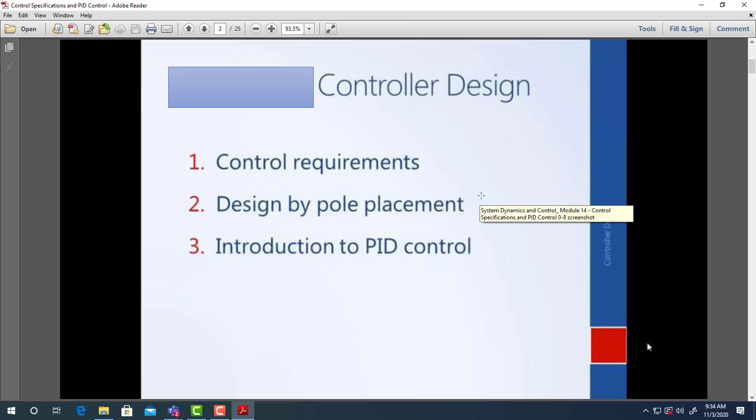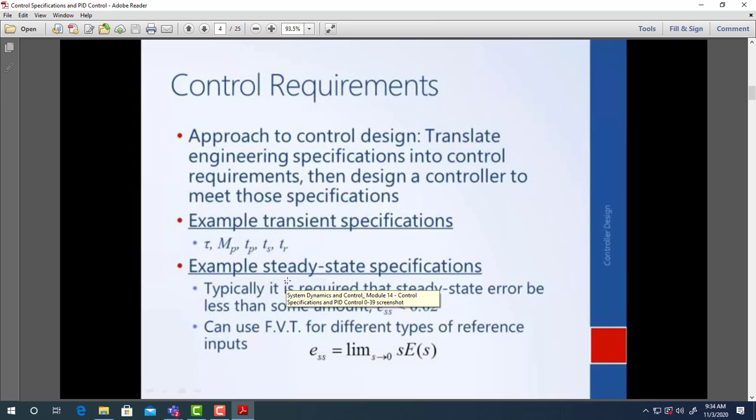So in controller design, usually we start by control requirements, then design by pole placement. So you convert this requirement to pole location. Then we do design by pole placement, we call it. Then we'll give you an introduction at the end to PID control. Let's start with control requirements.